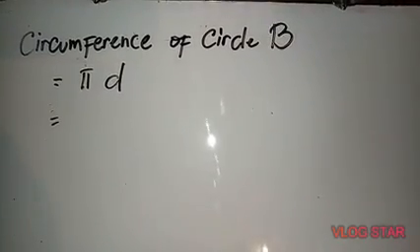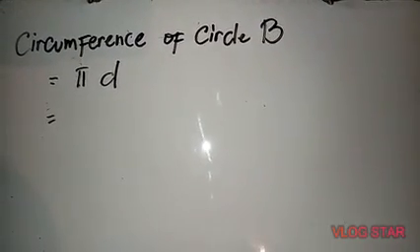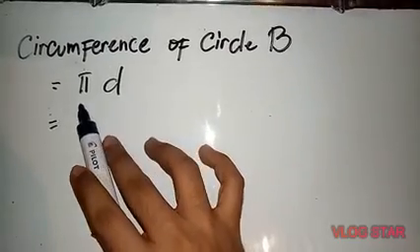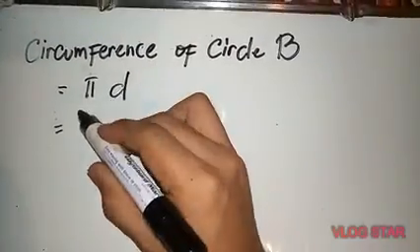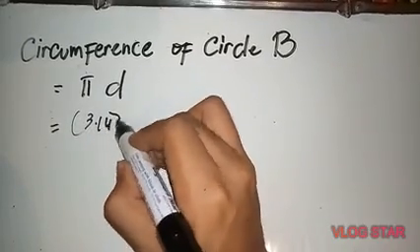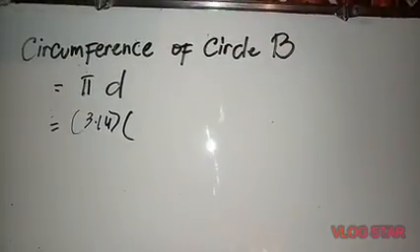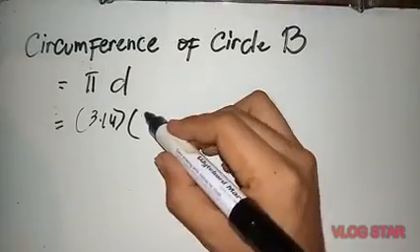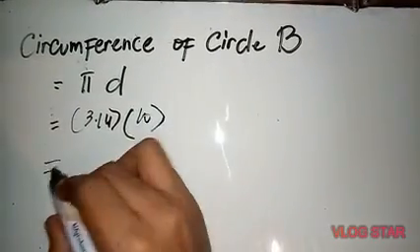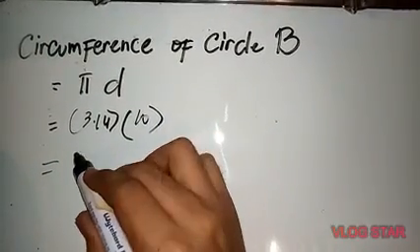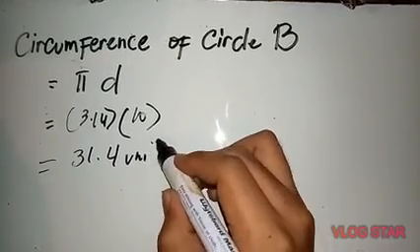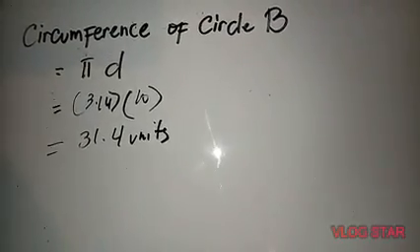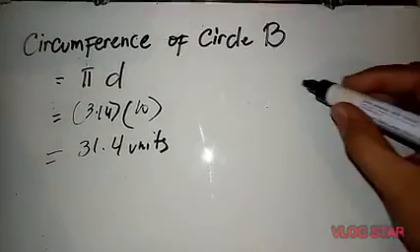For the next circle, since the diameter is given, we can use pi times d. The value of pi is 3.14 times the diameter of circle B, which is 10. So 3.14 times 10, the answer is 31.4 units.